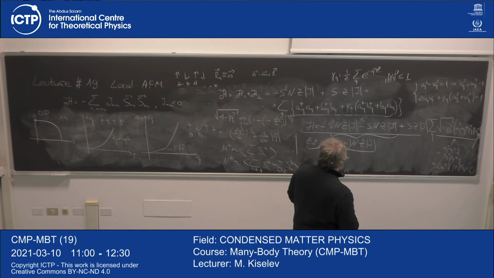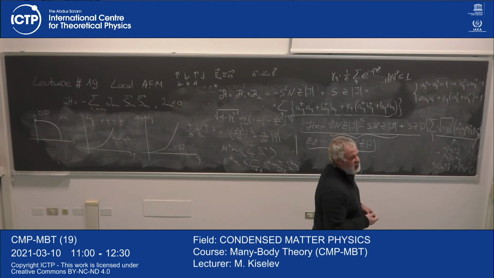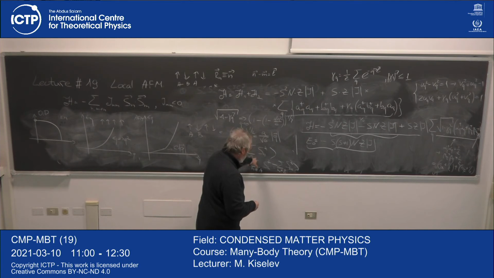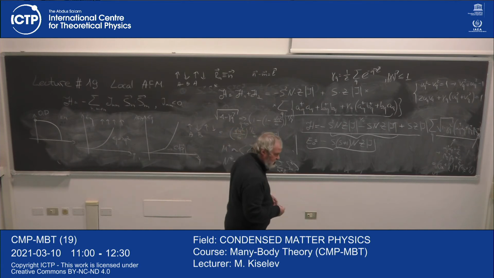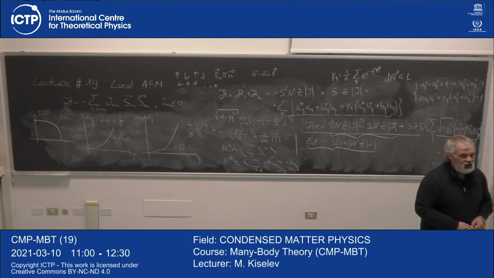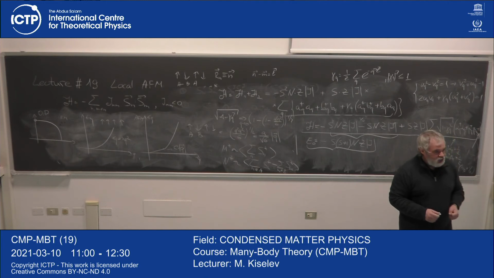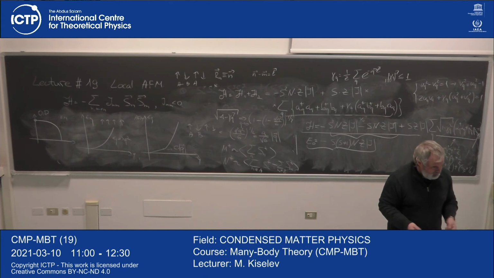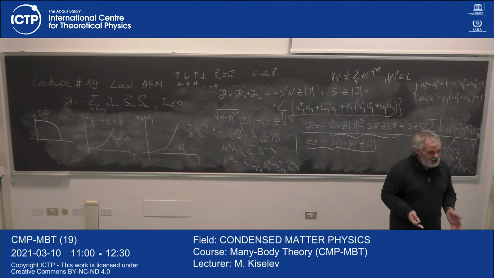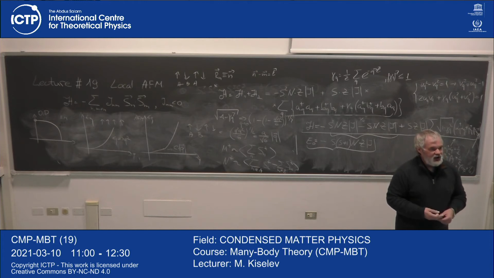What else? Another exercise which I'm happy to give you is to take the operator corresponding to the uniform magnetization and the operator corresponding to the staggered magnetization and compute the commutator of these operators with the Hamiltonian. You will see that the uniform magnetization commutes with the Hamiltonian. Therefore, this quantity is conserved, as you know from quantum mechanics, while the staggered magnetization does not commute with the Hamiltonian, and therefore this quantity is not conserved.